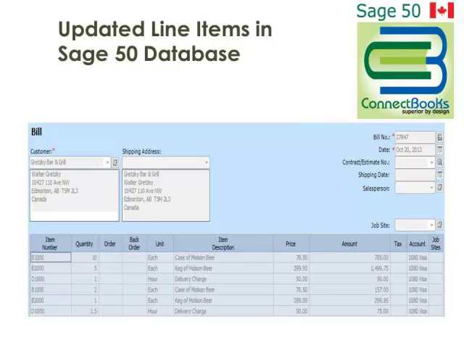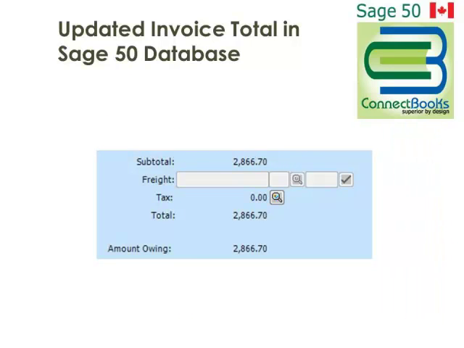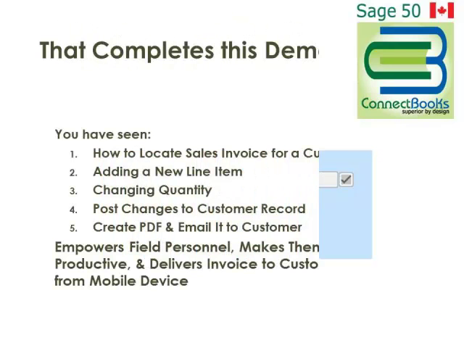This displays the updated line items in the Gretzky Bar and Grill record within Sage 50 Canadian Edition. Note that we now have 6 line items as opposed to 3 when we started. Here we see the new sales invoice total reflecting the 3 new line items that we added. With that, we have finished the demonstration.